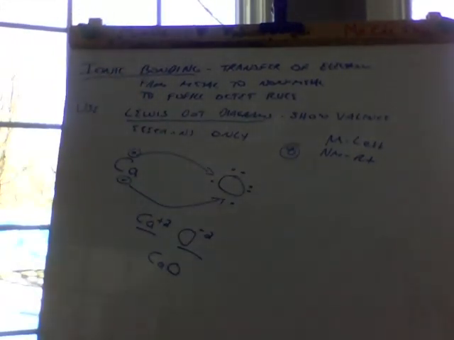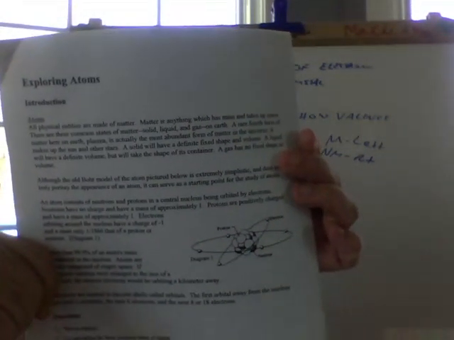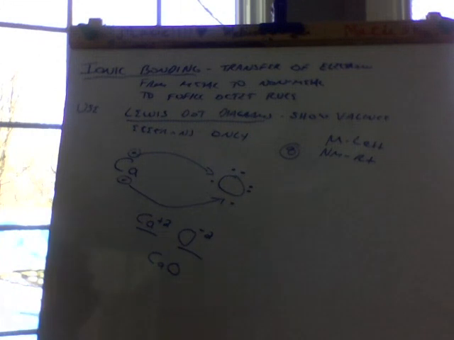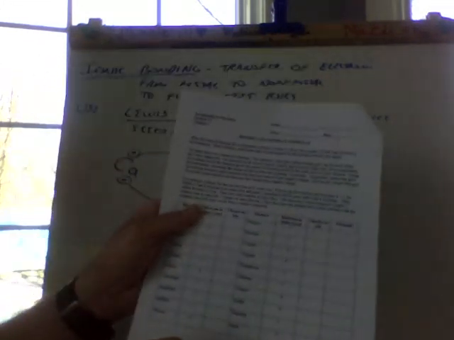So I need you to go to your packets. I know this is going to seem weird, you're going to look for this packet right here. It was one of the first ones we did. In that packet, you have a worksheet that looks like this: bonding and chemical formulas. So all I want you to do is this.